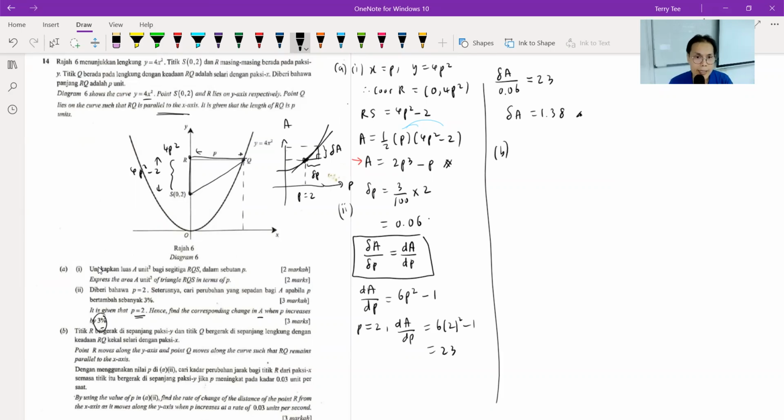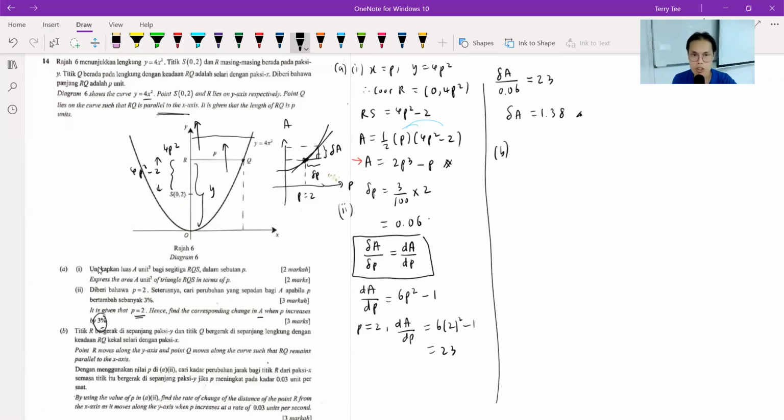Point R moves along the y-axis and Q moves along the curve such that RQ remains parallel to the x-axis. Meaning we are moving RQ up so that it's not a triangle anymore. This line is going up, your P is increasing. When you move it up, P extends, then the y value will also change. Now they say, by using the value P in A Roman 2, find the rate of change of the distance of R from the x-axis. That is actually a y value. As I move R further up, my y coordinate increases.